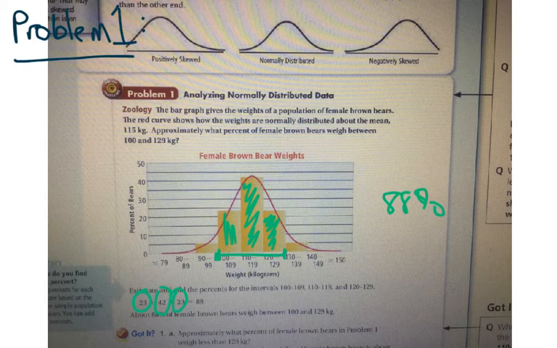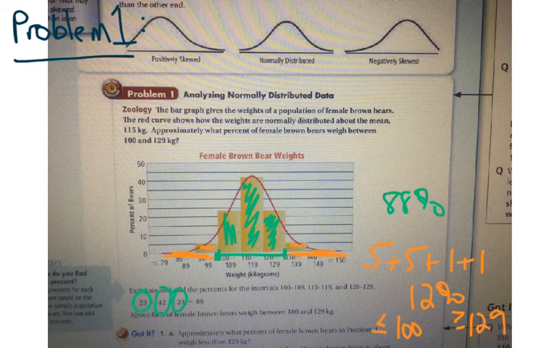About what percent of the female bears weigh less than 100 kilograms or more than 129 kilograms? Well, if I look at the ones that are less than 100 or more than 129, I'd want to add up those percentages. So these two little bars here and here look like they're both at about 5 approximately. So I have 2 5s. And what about over here? I don't really see a bar, but the red line still looks like it's above the bottom. So maybe we'll call that 1 and 1, which is about 12% of the bears being less than 100 or greater than 129.